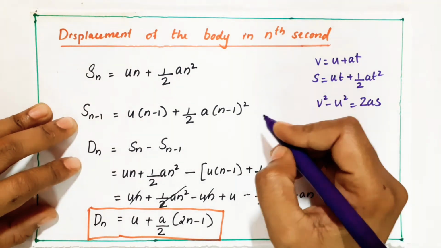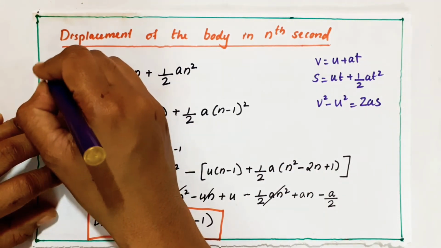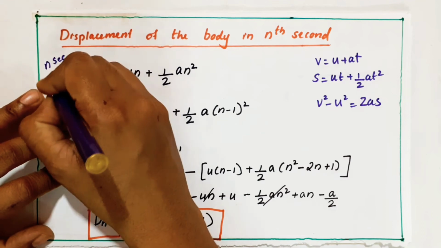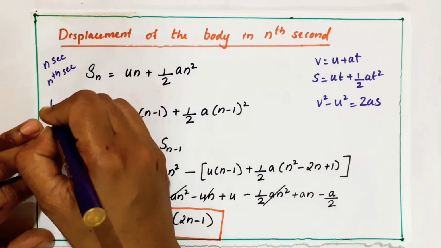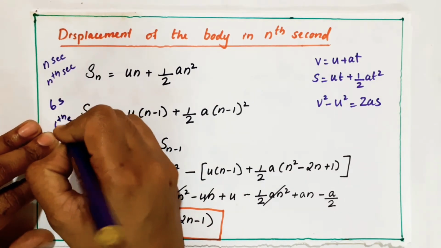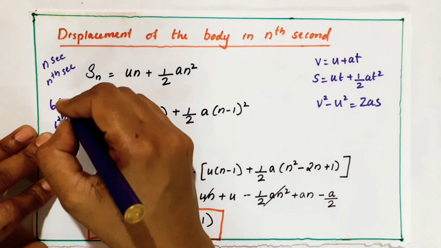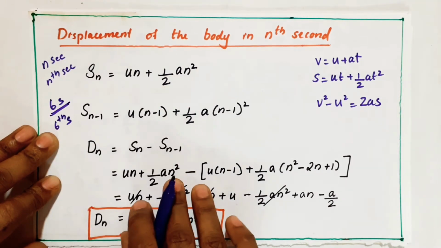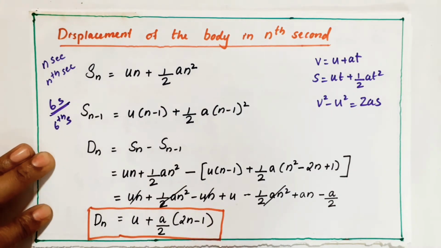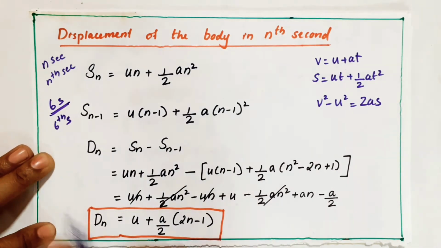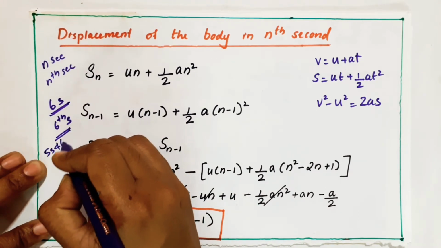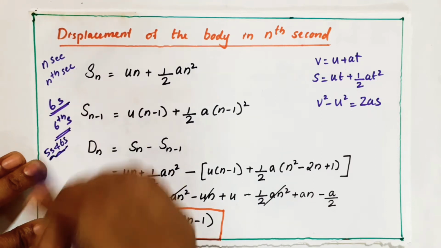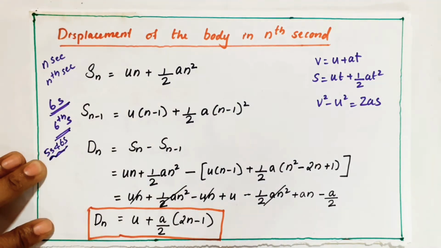What is the difference between n seconds and nth second? N seconds, nth second. These are different. Say for example, if I am telling 6 second and 6th second, they are different. 6 second means I am taking the time from 0 to 6: 1 second, 2 second, 3 second, like that 6 seconds we are taking. But 6th second means it is between 5 second and 6 seconds. It is that duration between 5 second and 6 second.